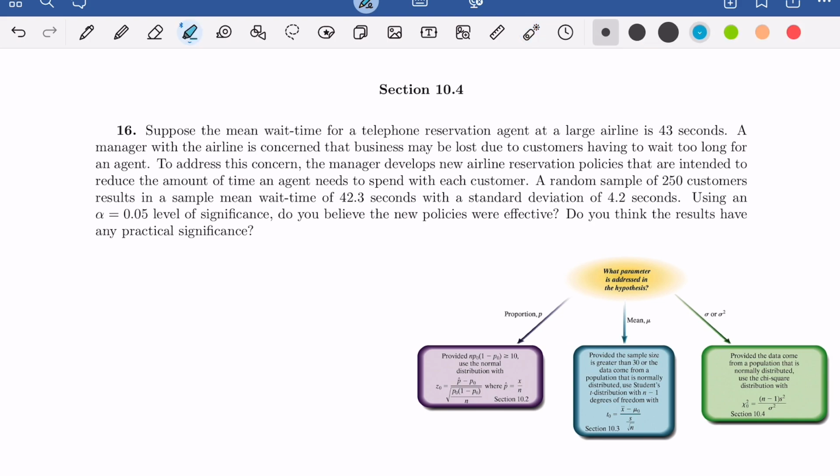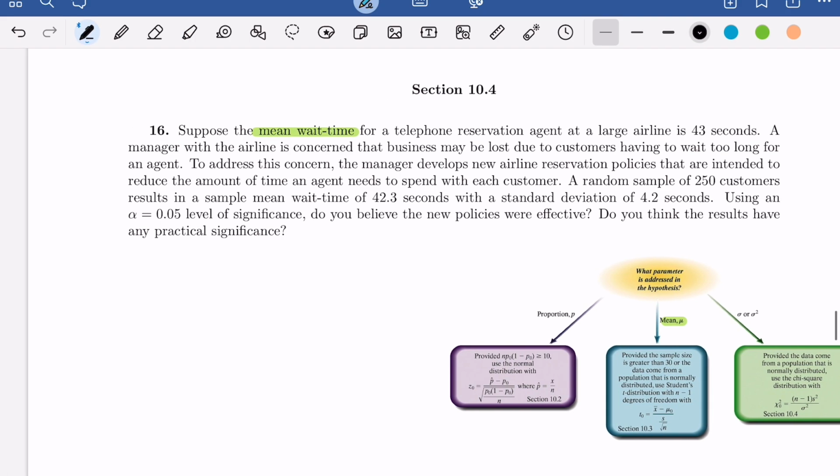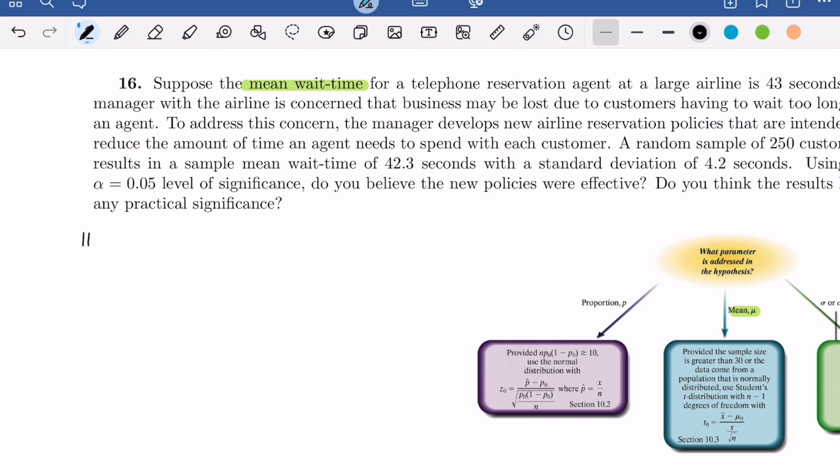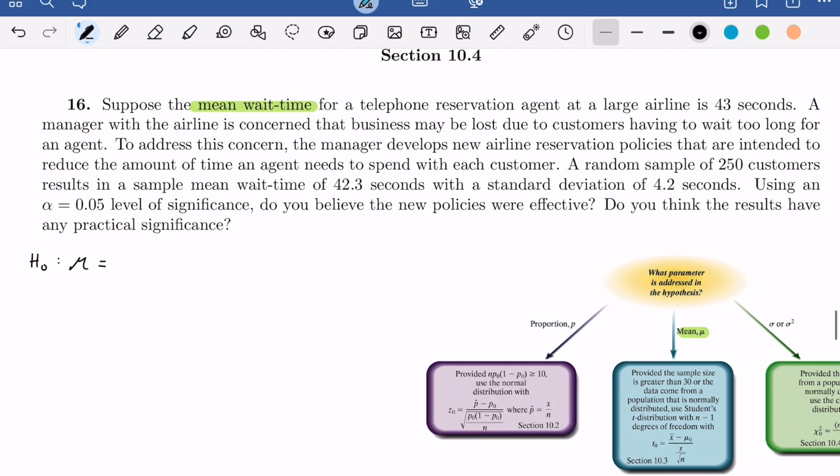Notice in our hypothesis in this problem statement, we're looking at the mean wait time. So this means we're going to be working with our t-distribution. Okay, so like I said, let's write down our hypotheses. Our null hypothesis, given by H naught here, is going to be that the mean wait time is the current wait time, which is 43 seconds.